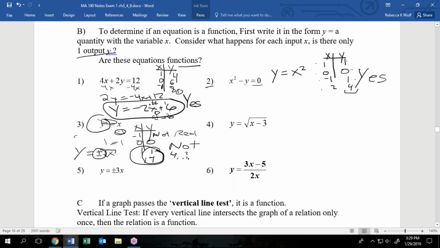2 squared is 4 and -2 squared is 4. So that's a no. I'm going to go down to number 5. That actually has the plus and minus. That's going to be a no. That's 2 values for one input. If x is 1, I get plus and minus 3. That's a no. That's a fail.